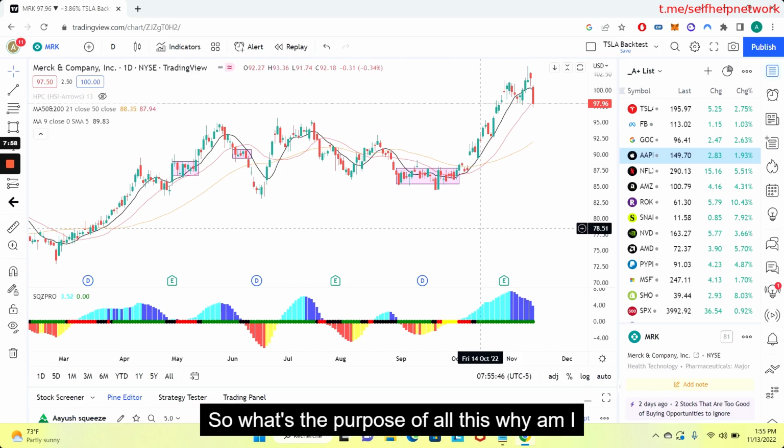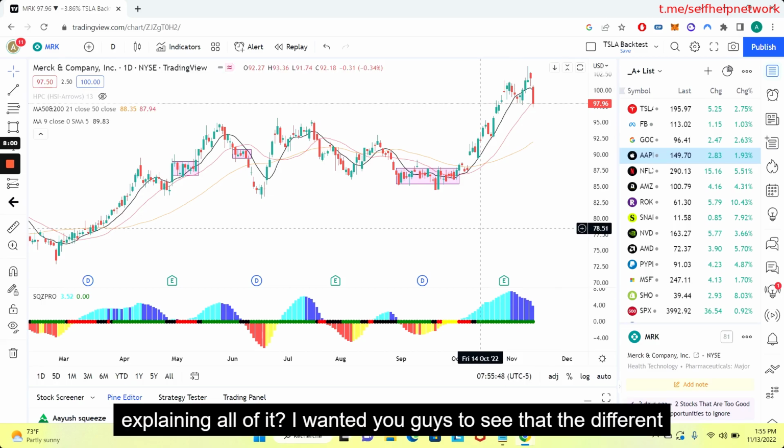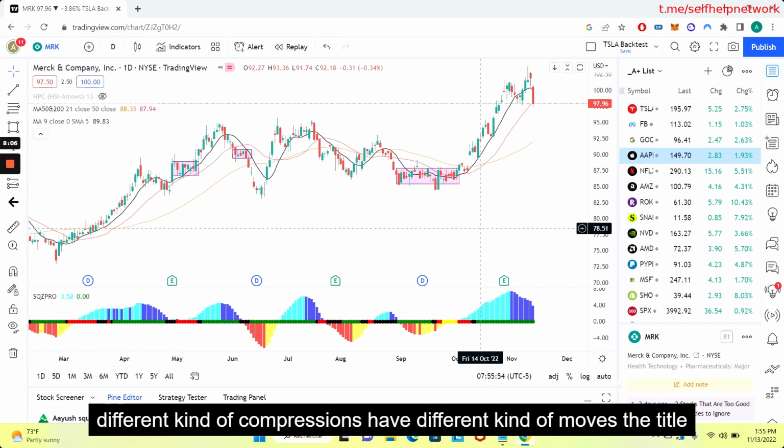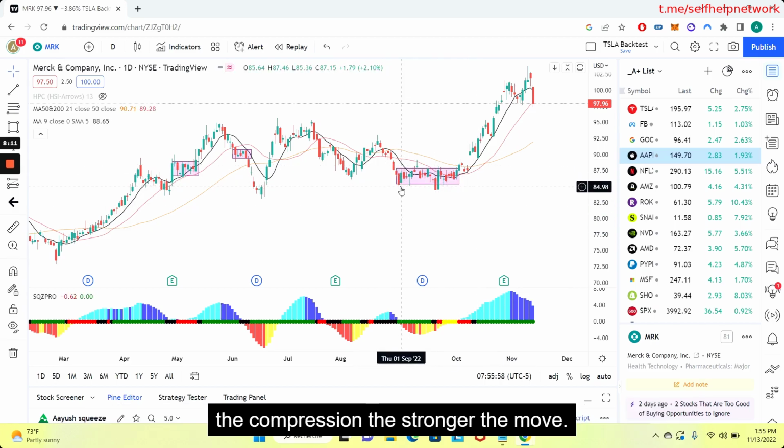So what's the purpose of all this? Why am I explaining all of it? I wanted you guys to see that the different kinds of boxes that form based on different kinds of compressions have different kinds of moves. The tighter the compression, the stronger the move.